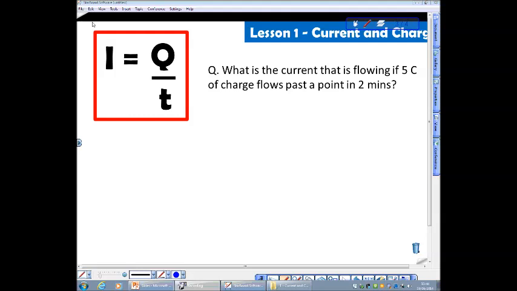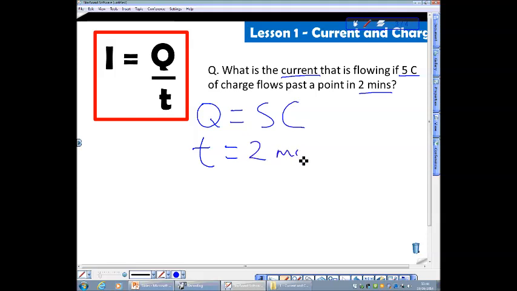Right, let's see if we can use this equation in a question now. If you want to pause the video now and give the question a go yourself first, then please do. So the question says, what is the current that is flowing if 5 coulombs of charge flows past a point in 2 minutes? First of all, write down the quantities that we are given, which is charge is equal to 5 coulombs and time is equal to 2 minutes.